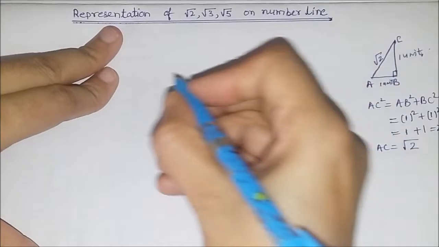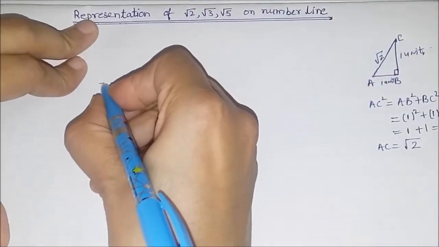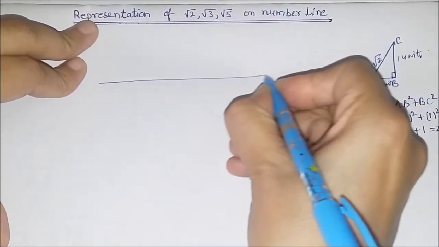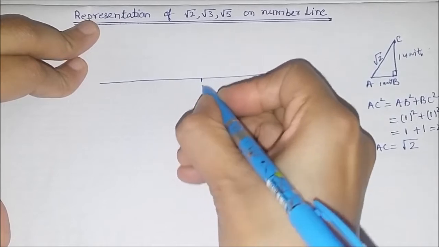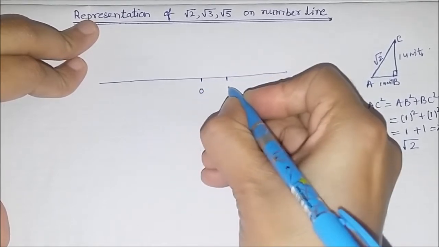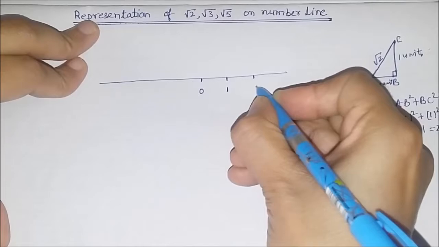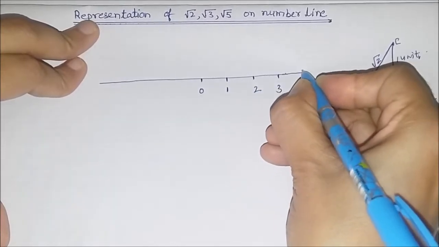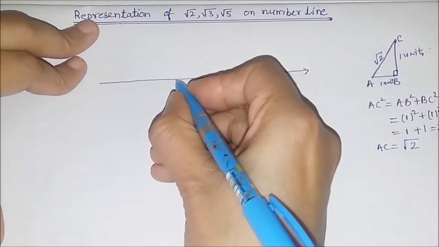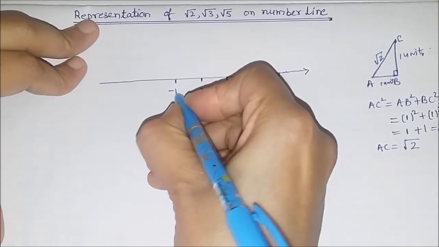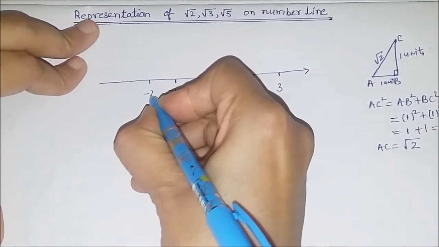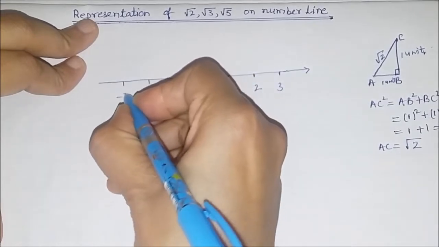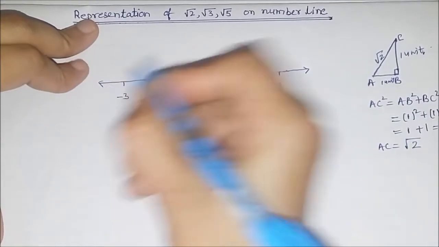Now let us see how to represent this on the number line. We have a number line here. This is 0, 1, 2, 3, and it will go on like this. Similarly, on the negative side we have minus 1, minus 2, minus 3, and it will go till infinity.